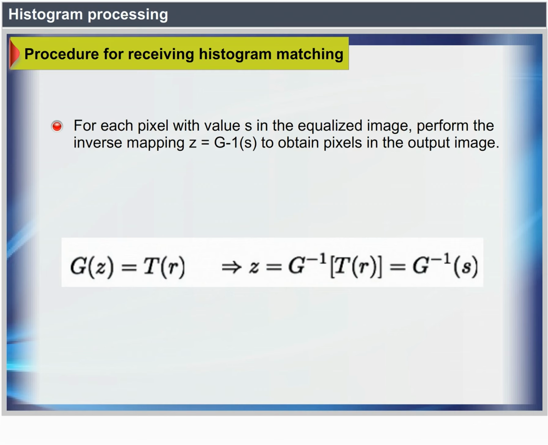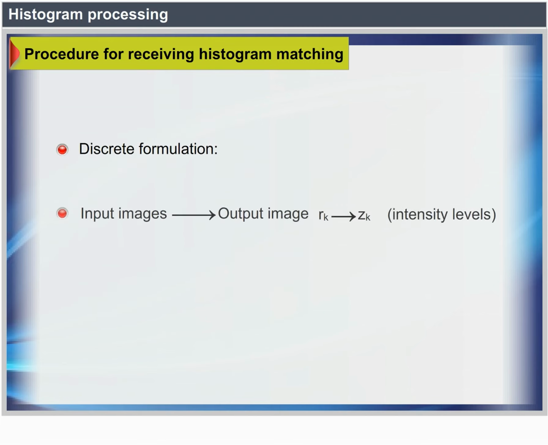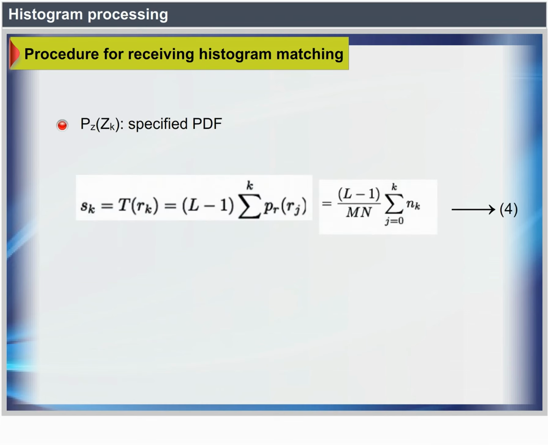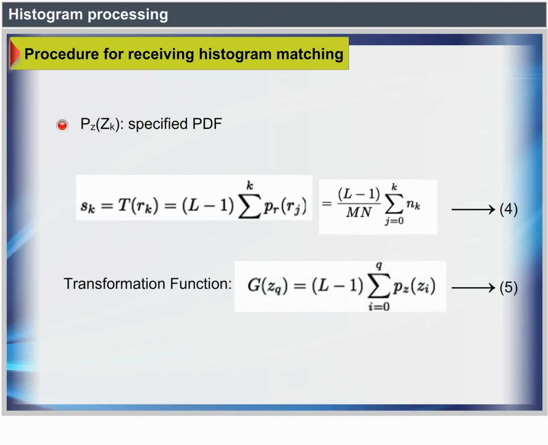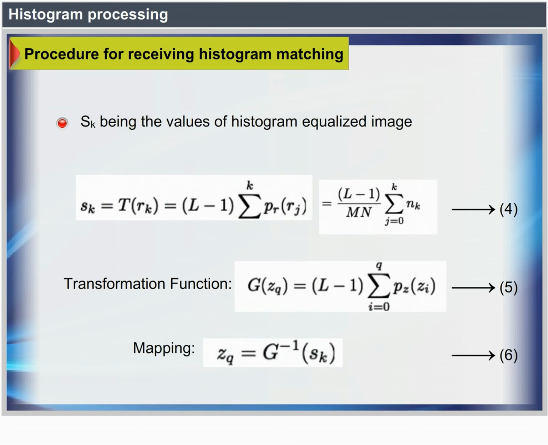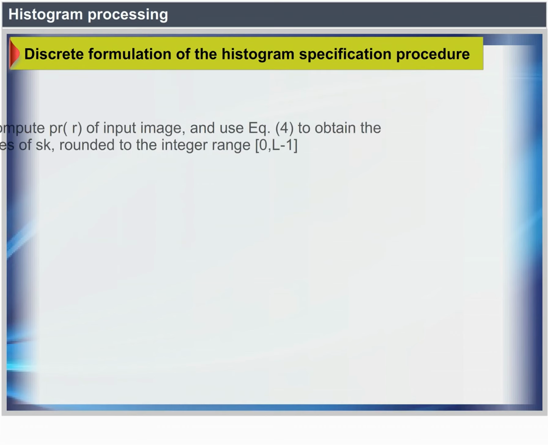Discrete formulation of the histogram specification procedure. Compute p_r(r) of the input image and use equation 4 to obtain the values of s_k rounded to the integer range [0, L-1]. Compute all values of G using equation 5 for q = 0, 1, and so on up to L-1, and the specified histogram values. Round the values of G to integers in the range [0, L-1] and store those values in a table.